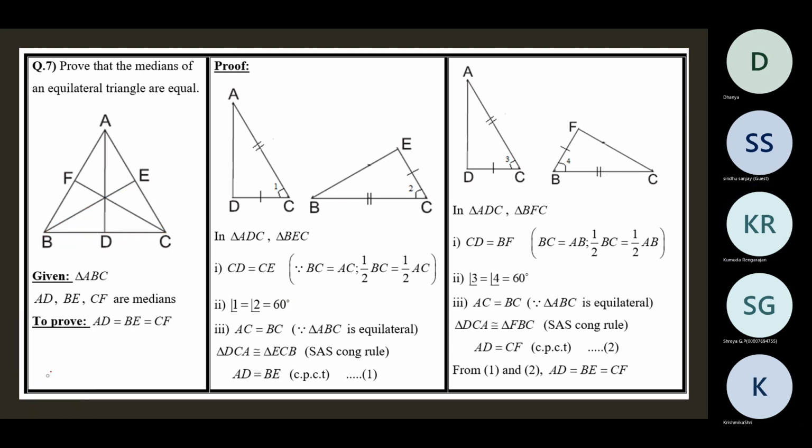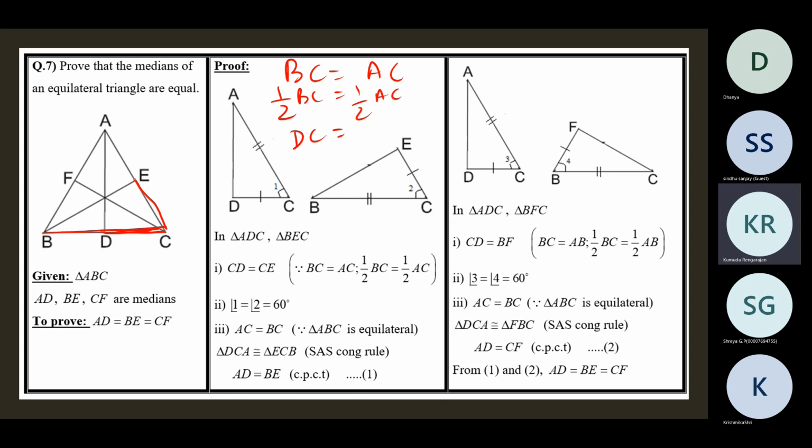Then CD of this triangle is equal to CE of this triangle, because we know that in triangle ABC all the sides are equal. BC is equal to AC. So half of BC will be equal to half of AC. What is half of BC? DC. And what is half of AC? EC. So CD is equal to EC.